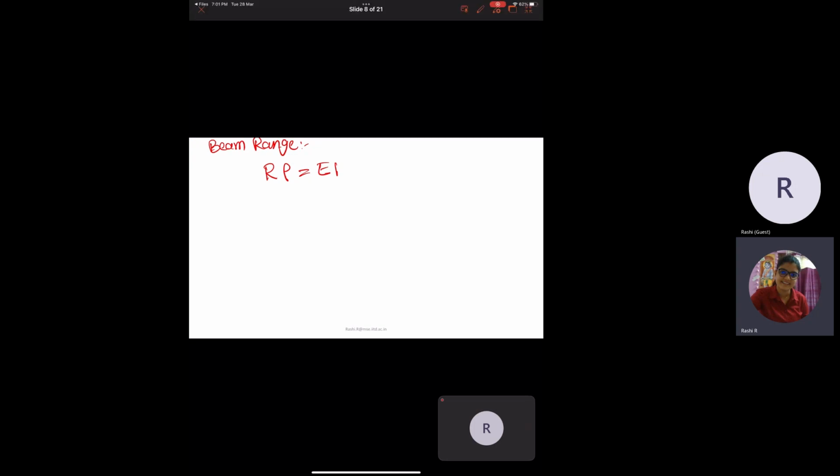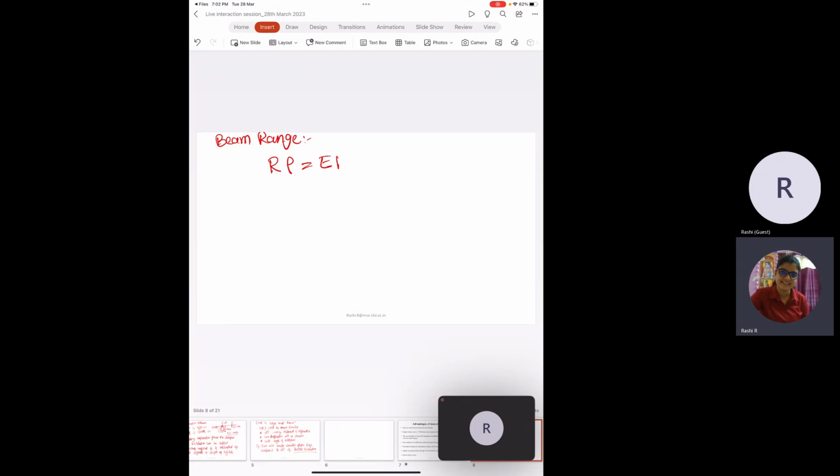As we know that the beam range R is equal to K E to the power P over rho, where R is the beam range, rho is the density of the material which we are testing on, K is a constant, P is a constant, and E is energy.